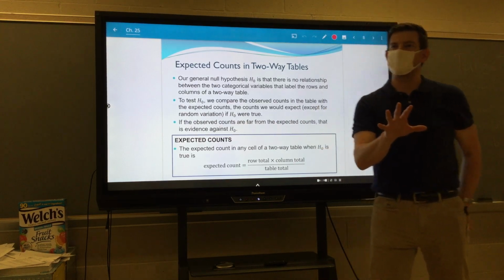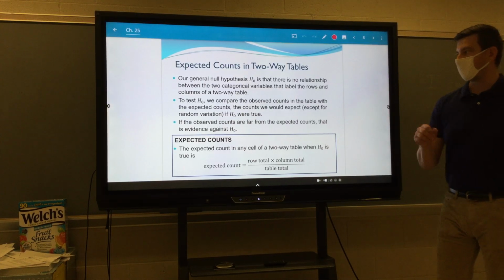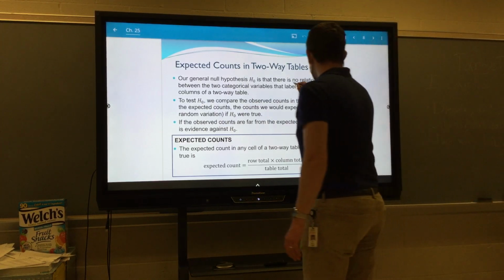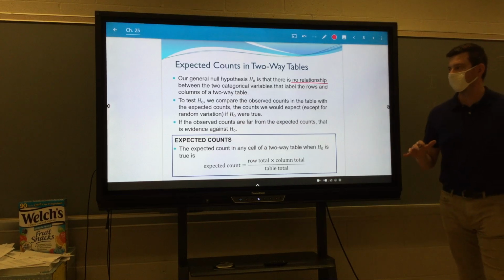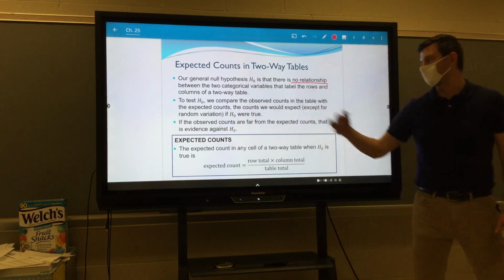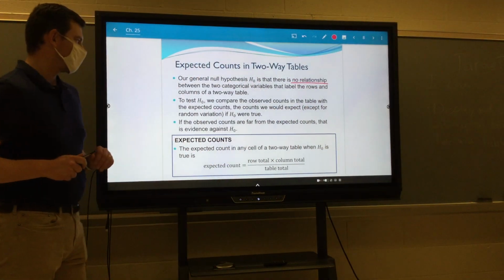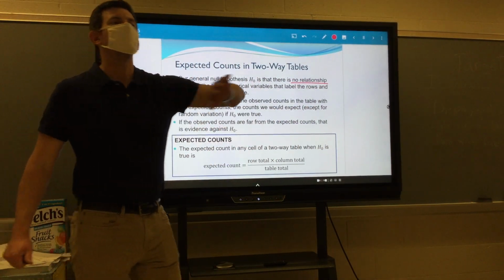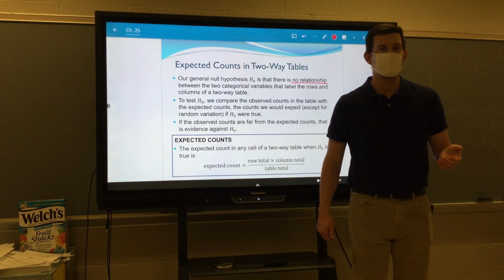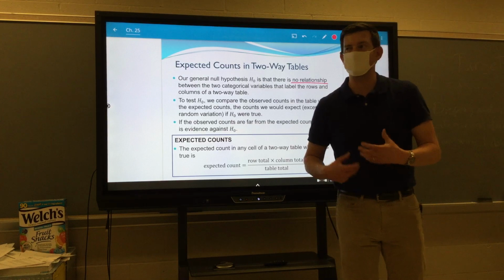That basic concept, or that basic interpretation, does not change with chi-square. We have an expectation that's set forth in the null hypothesis that there is no relationship between the two categorical variables that label the rows and the columns of a two-way table. The alternative hypothesis is that there is a relationship. But unlike the Z and T tests, where in a one-sample test we had a null value to compare to, now we need to calculate what those expected null values are.